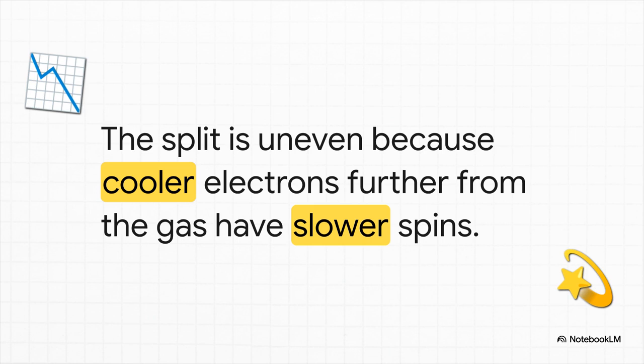This new model also neatly explains why the split is often asymmetrical. It's not always a perfect even split. The paper argues it's because the free electrons that are further away from the hot gas are a bit cooler, so they're spinning slower. When photons hit these slower spinning electrons, they get deflected differently than they do by the faster spinning electrons closer in. And that difference is what causes the uneven split we see.